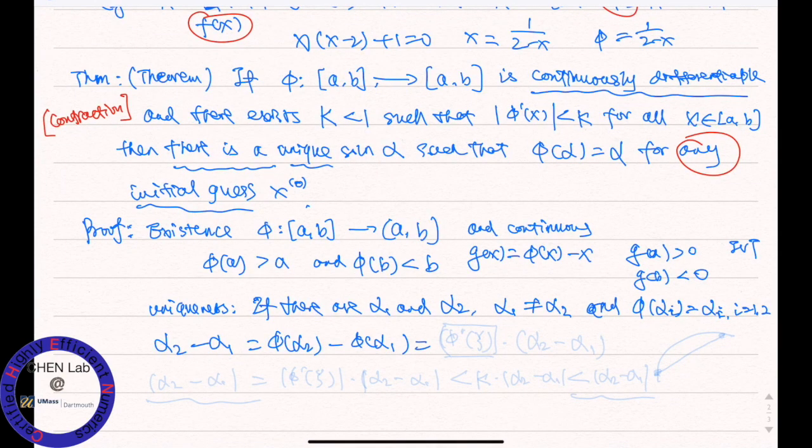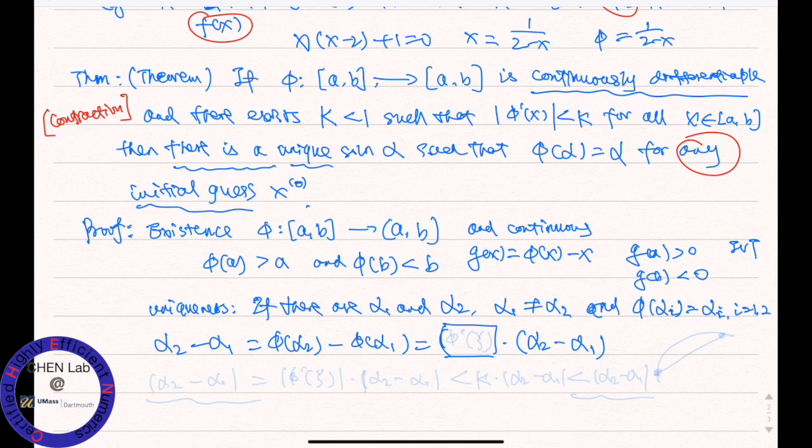We prove this, and then we're done for today. Because it's a fixed point, you're telling me there are two solutions. So alpha 2 is equal to phi of alpha 2, right? That's a trick: we replace alpha 2 by phi of alpha 2. Now this is something times alpha 2 minus alpha 1. What is it?